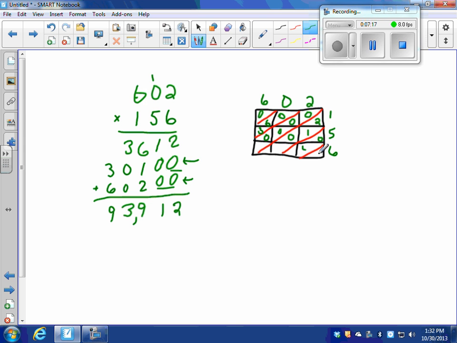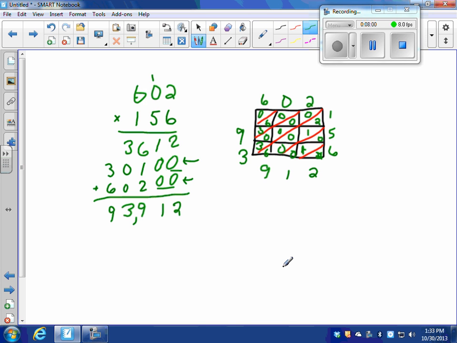6 times 2 is 12. Ooh, that is messy, sorry. 6 times 0 is 0, so I'm going to do 0, 0. And 6 times 6 is 36. And now I can just add my diagonals. So this was 12. So this is going to be a 2. 0 plus 1 plus 0 is a 1. 6 plus 1 is 7. Plus 2 is 9. And 3 plus 0, 0, 0, 0 is a 3. 6 plus 3 is a 9. And then I have a 0 here.